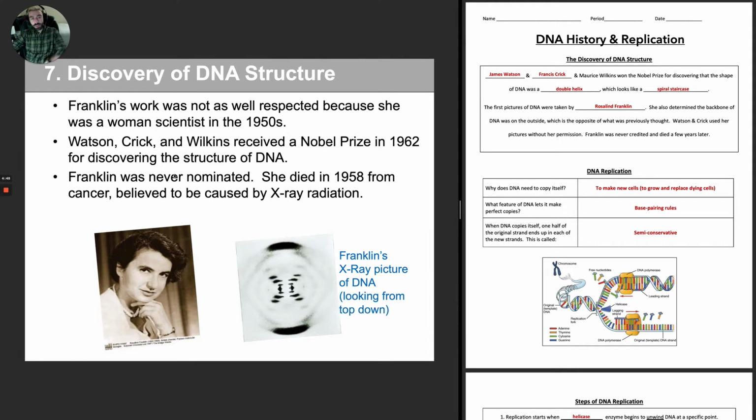And so when Watson, Crick, and Wilkins received a Nobel Prize in '62 for discovering the structure of DNA, Franklin could not receive that, nor was she ever nominated, because she had actually died in 1958 from ovarian cancer, and we believe that that was caused by the X-ray work that she did. So at that point in time, safety measures were obviously a lot less strict than they are now.